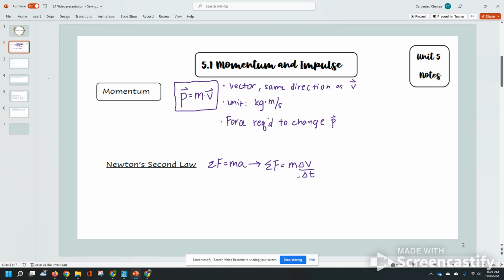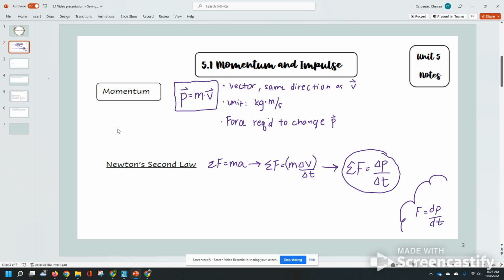Okay. And if we look at this top part right here, mass times a change in velocity, that's just momentum, specifically a change in momentum. So Newton's second law can be written as the sum of forces equals the change in momentum over change in time. Cool. So essentially, force is the rate of change of momentum. For you calculus people, force is the derivative of momentum with respect to time.